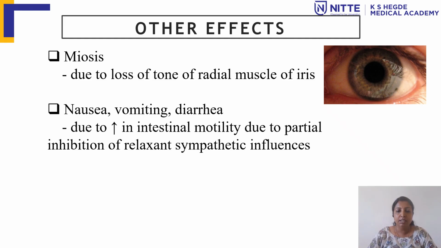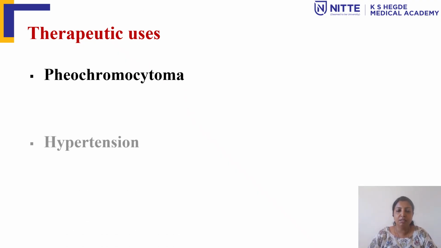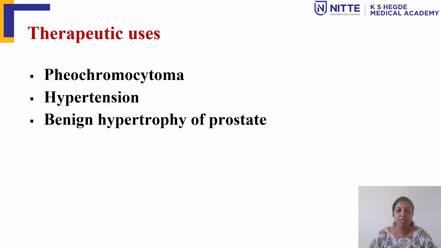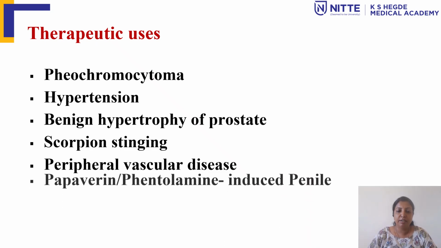And in the GIT, there is an increase in the intestinal motility due to partial inhibition of relaxant sympathetic influences, which can produce nausea, vomiting, and diarrhea. Coming to the therapeutic uses of the alpha blockers, it can be very useful in pheochromocytoma, hypertension, and benign hypertrophy of prostate. It can also be used in congestive heart failure.